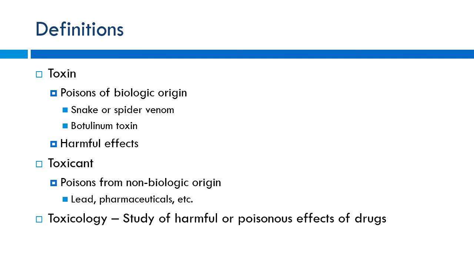Toxicant is a little bit of semantics here, but a toxicant would be considered anything of a non-biologic origin. So in this case it would be like lead or pharmaceuticals. You might hear me use the terms interchangeably, but those all fall into toxicology, which is basically the study of harmful effects of poisonous drugs in the body. And again, what can be a poison? Anything. It all depends on the dose, right? Oxygen can be poisonous to the body in too high amounts. Water can be poisonous to the body in too high amounts.